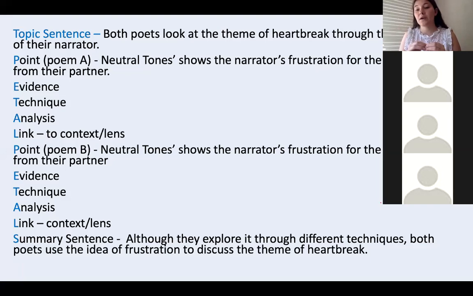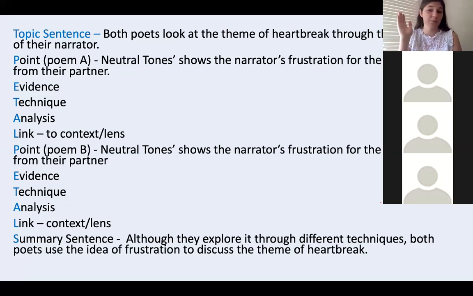Or maybe you link it to the history of when that poem was written. So you might say, in that time period, it was a very patriarchal society, and therefore he feels frustrated that the woman isn't trying when really the man should be the one who has the power over the relationship. So if you don't know personal things about the poet, then you can link it to the time period.